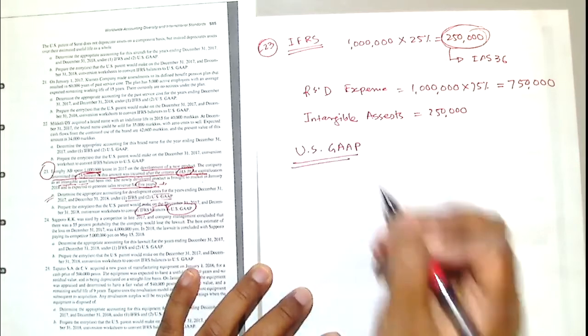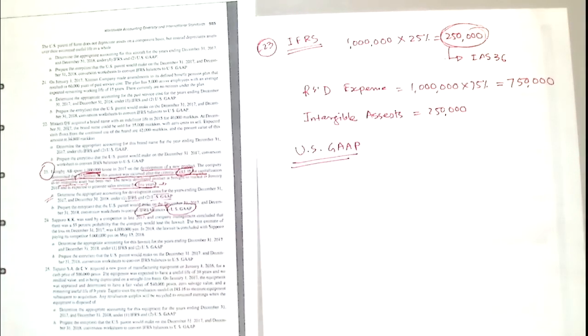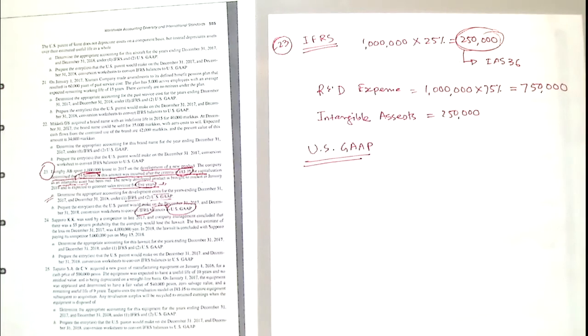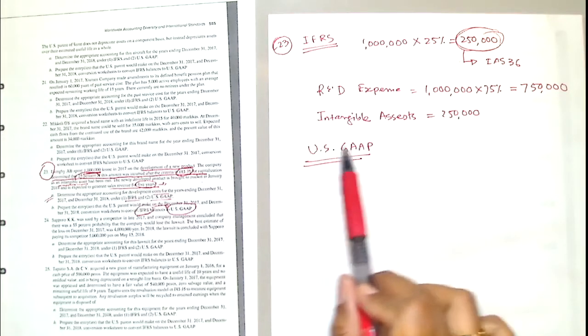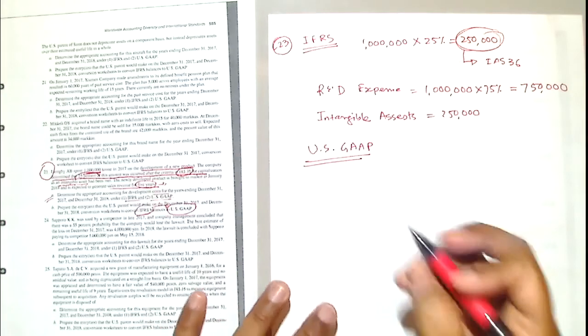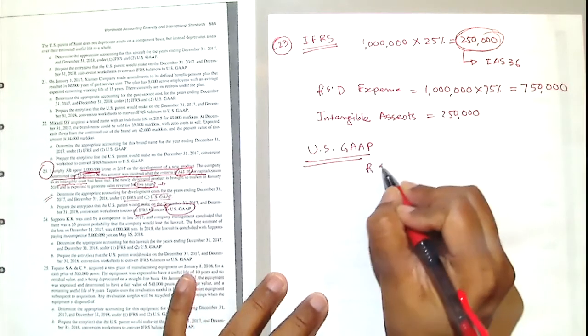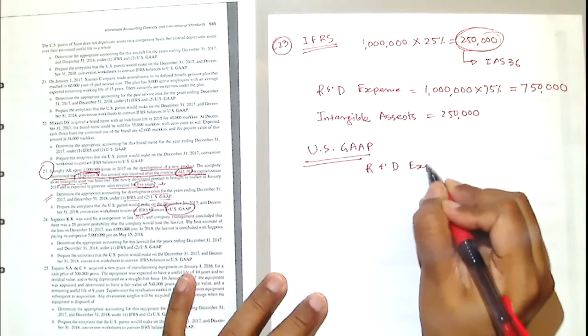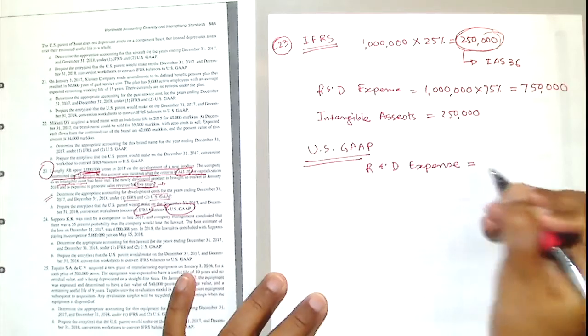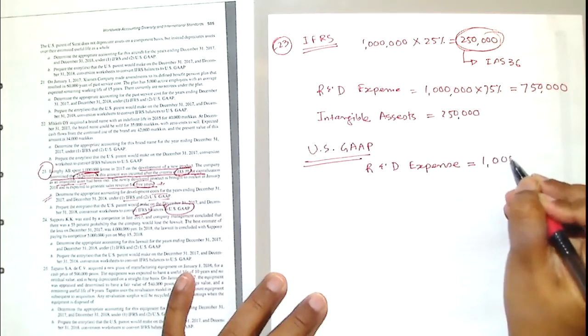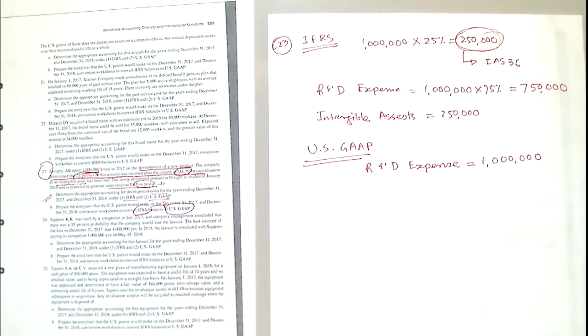Who can tell me US GAAP? It's not computer software. So what does GAAP tell you? GAAP tells you you have to show it as an expense, the whole amount. So under US GAAP, you cannot capitalize any amount. You cannot show anything as an asset. So the whole amount will be your expense. So under US GAAP, it will be your R&D expense. That means the entire $1 million will be your expense. You will not have any intangible assets under US GAAP. So the whole amount will be an expense.